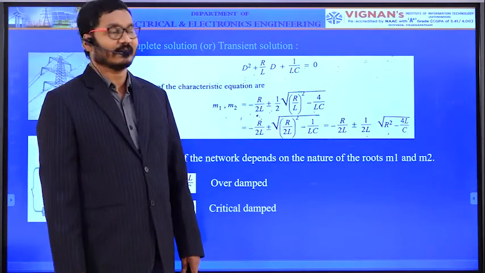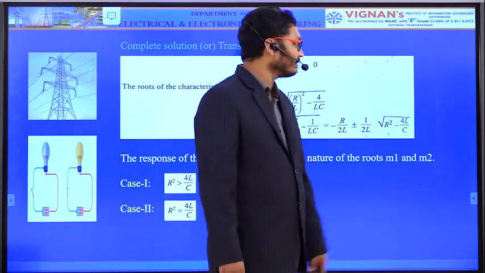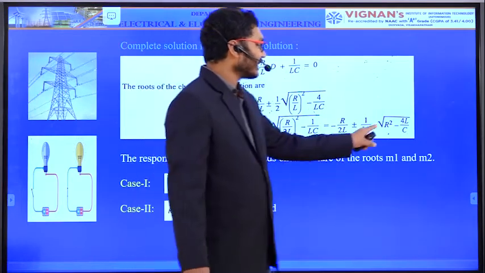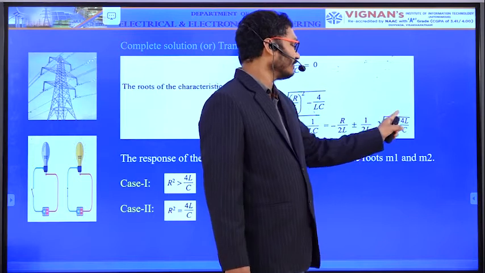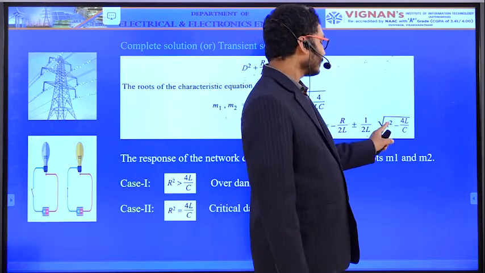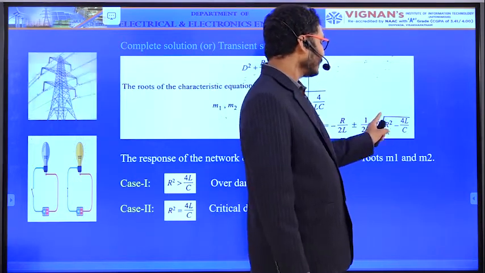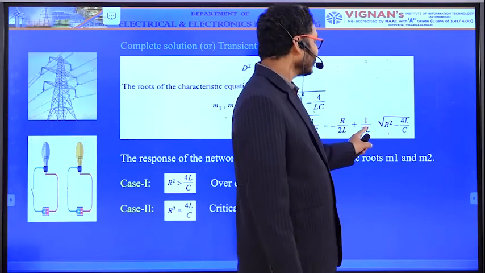The last case is under damped. Suppose R square is less than 4L by C, what do you get? You get a negative term under the root, so the values come out imaginary.